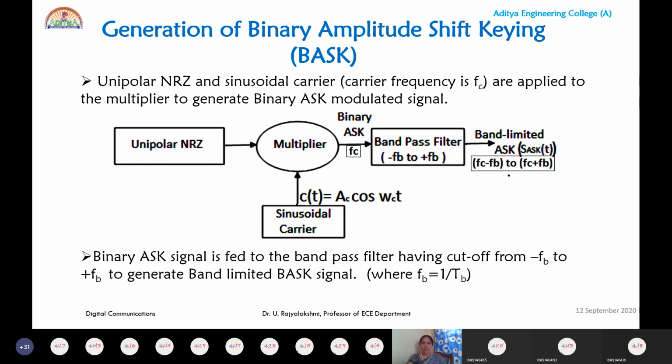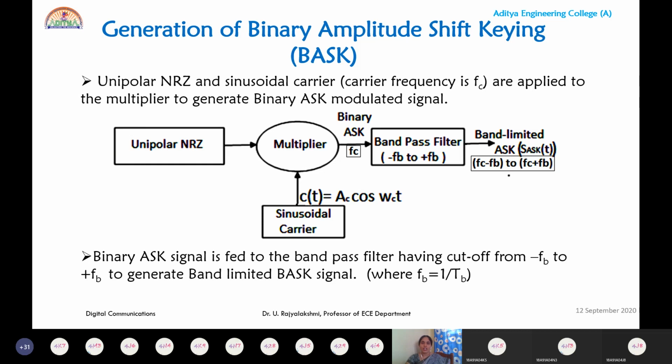Now, let us go to the generation of binary ASK signal. Already we have seen this slide in the last class. So how can you generate an ASK signal? This is very simple to generate. It is just the product of unipolar NRZ and sinusoidal carrier. We have two inputs to the modulator. What are the two inputs? One is unipolar NRZ and the other is the carrier. Whenever unipolar NRZ is multiplied with sinusoidal carrier, we can generate ASK signal.